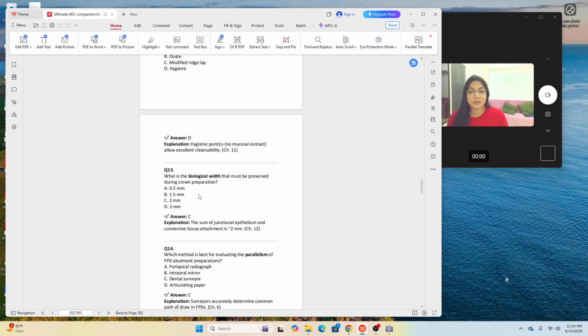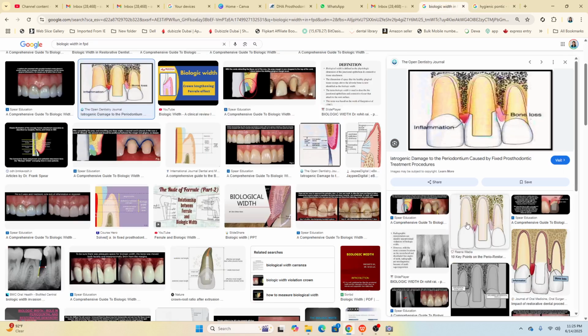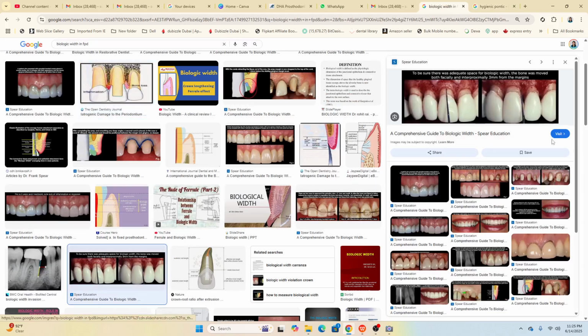What is the biological width that must be preserved during crown preparation? What is a biological width? Biological width is nothing but the bone asking you to maintain a distance. You mean the crown margin, okay? I've got a very nice picture and I will show you here. Where is that picture? Yep, this one.